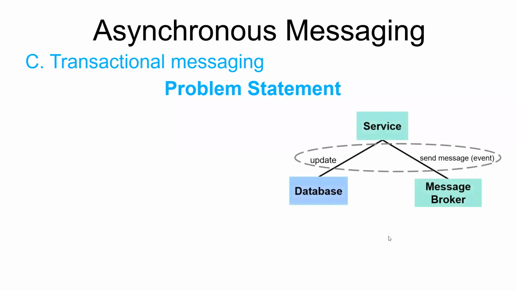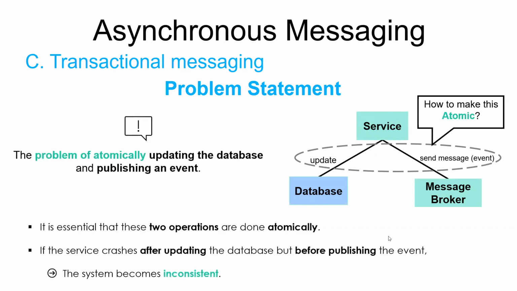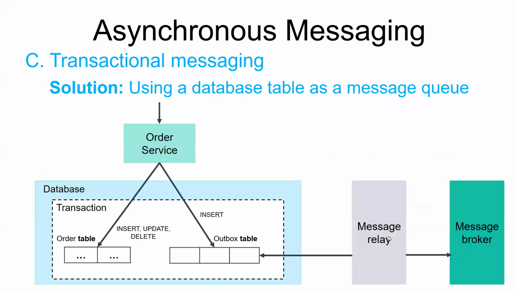A service often needs to publish messages as part of a transaction that updates the database. Both the database update and the sending of the message must happen within a transaction. Otherwise, a service might update the database and then crash, for example, before sending the message. If the service doesn't perform these two operations atomically, a failure could leave the system in an inconsistent state.